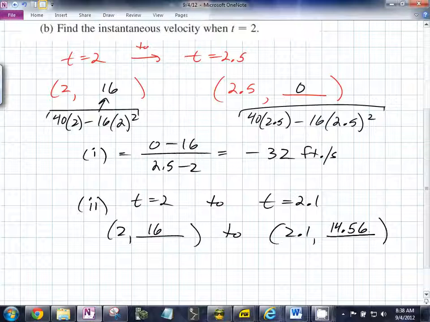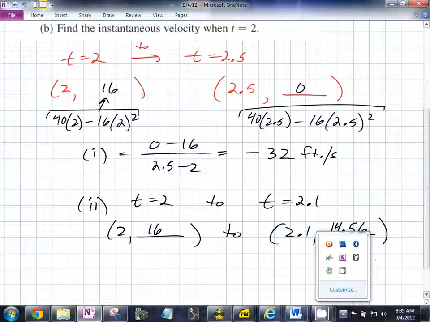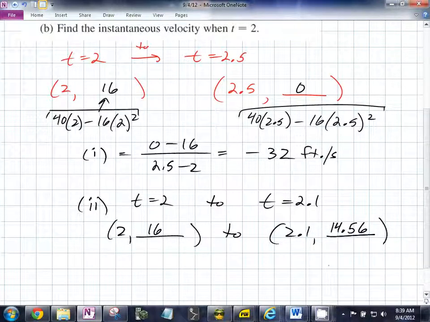16 and 14.5. Yeah, it's 16 and what? 14.56. Who got 14.56? Anybody else get 14.56? Everybody take out your calculator right now. So you do this one. Someone do that for me. Can someone evaluate that and make sure 14.56 is correct?